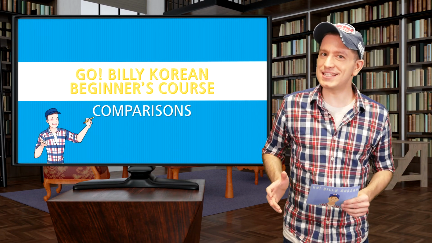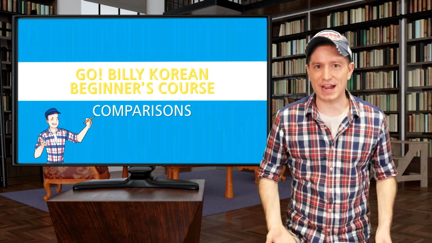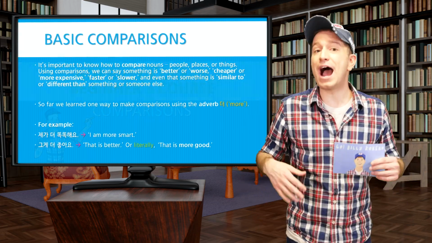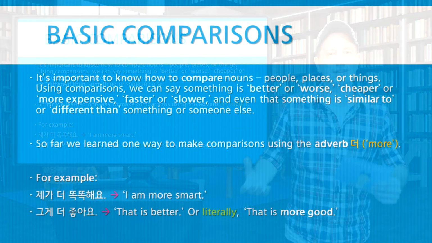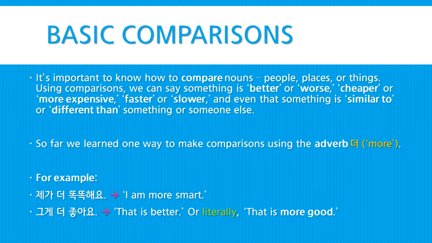Welcome back. In this lesson, we're going to learn how to make comparisons, and it's important to know how to compare nouns, people, places, or things. Using comparisons, we can say that something is better or worse, or cheaper or more expensive, faster or slower, and even that something is similar to or different than something or someone else.